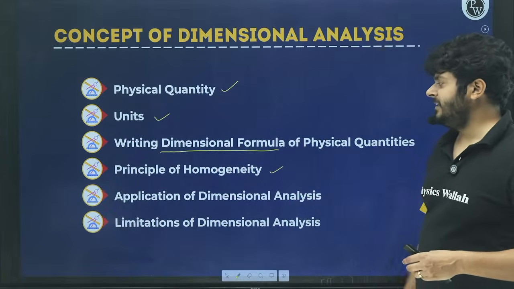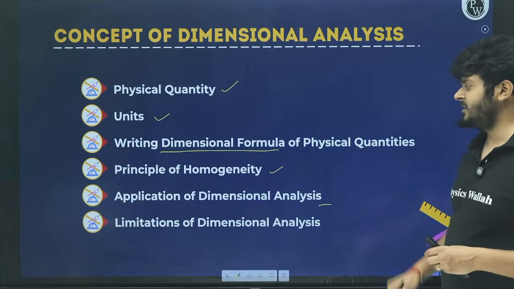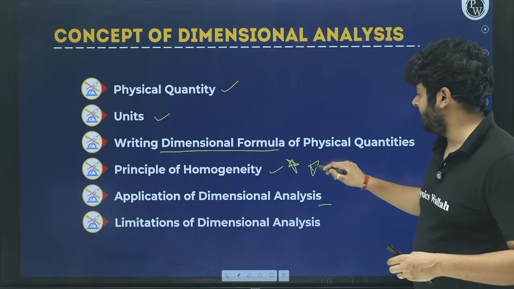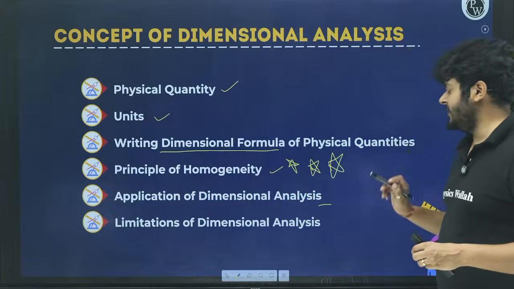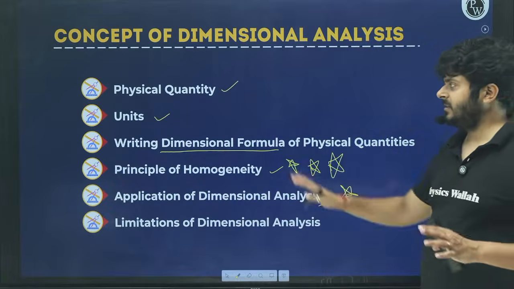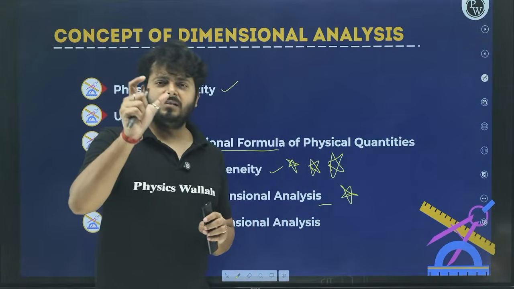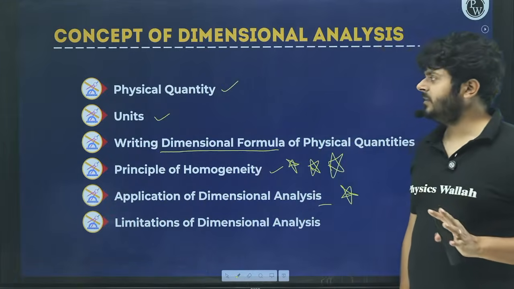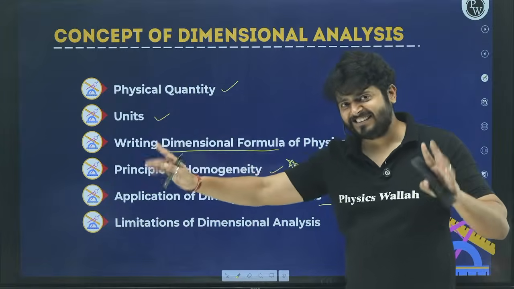Of homogeneity, you have to understand. Application of dimensional analysis, you have to understand. The principle of homogeneity is very, very, very important; I cannot stress it enough. Application of dimensional analysis is also important. And limitations of dimensional analysis, this is where the concept of dimensional analysis will be over. This is the most time-taking part of this chapter. Without any further delay, let's start the dimensional analysis.